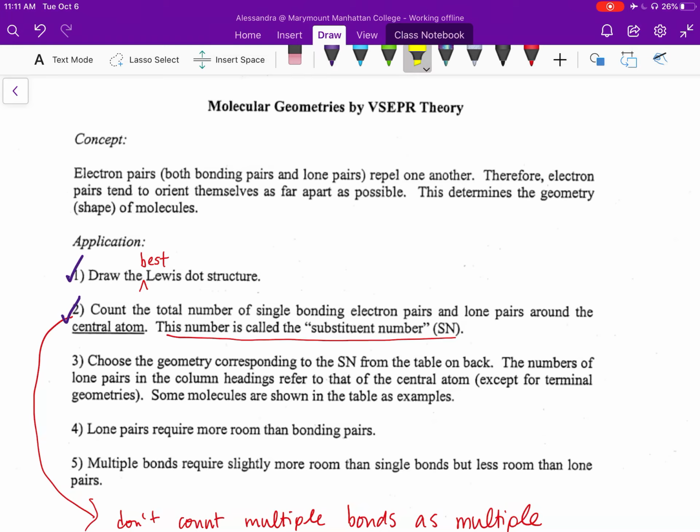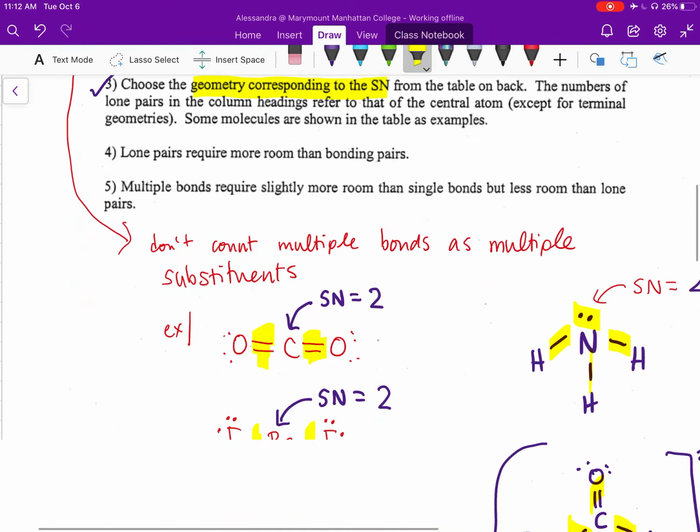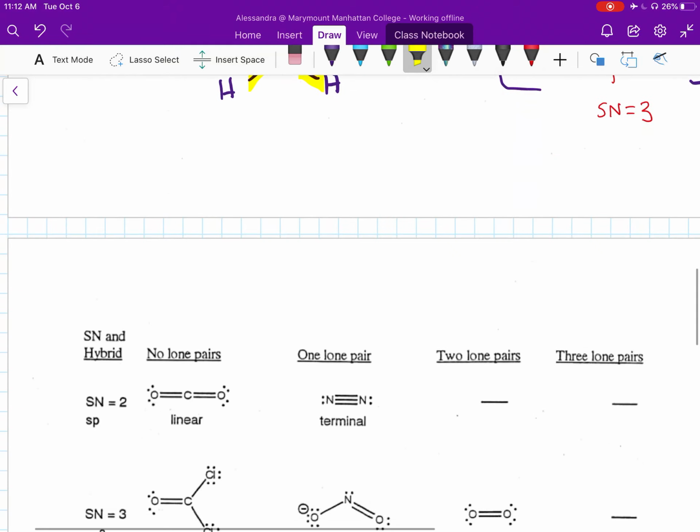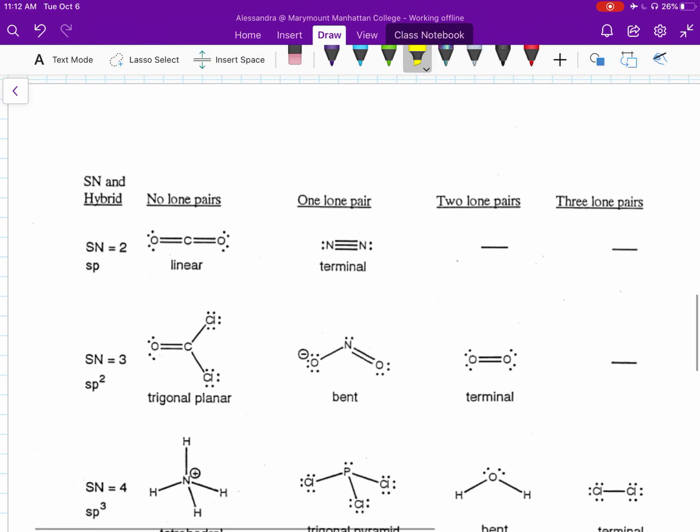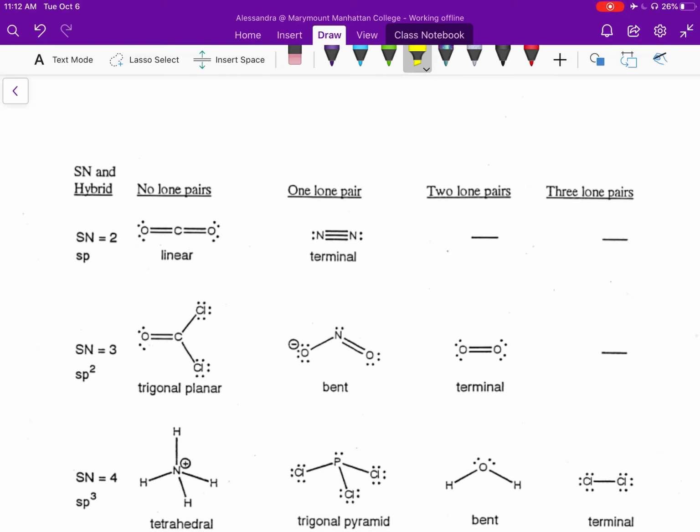Once you have determined the substituent number, then you turn to the back of this handout and you choose the geometry corresponding to the substituent number that you determined from step 2. So the back of the handout, if you print it out, you can just flip it over. Otherwise, you can scroll to the next page. Here we have the substituent number, and we also have the hybrid orbital designation, which I'll talk about in a future lecture. For now, I just want to focus on the substituent numbers for the central atom.